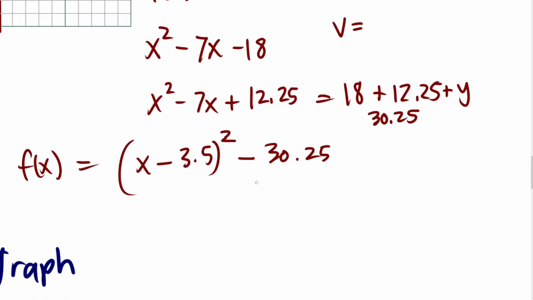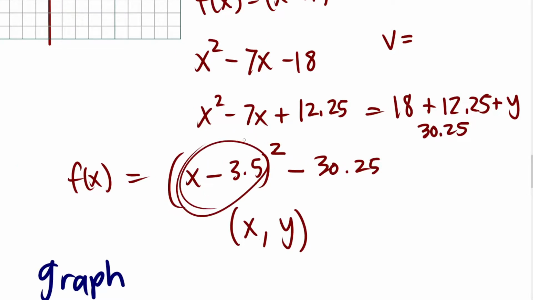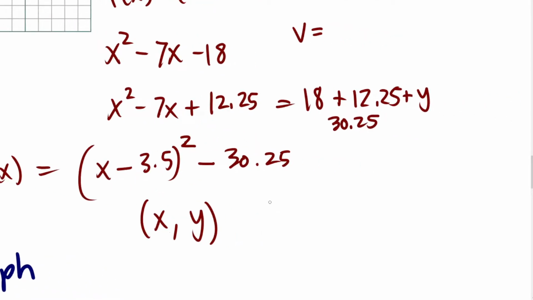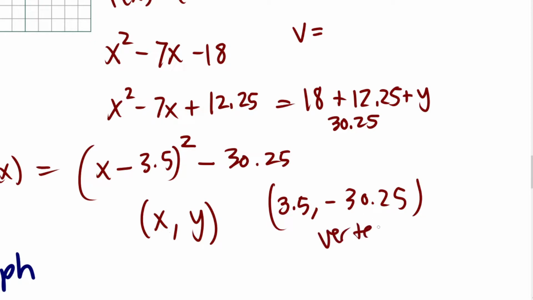So what we can do now is our h is going to be our x, and our k is going to be our y. We flip the sign if it's in a parenthesis. So we have 3.5 comma negative 30.25 for our vertex. So this is our vertex.